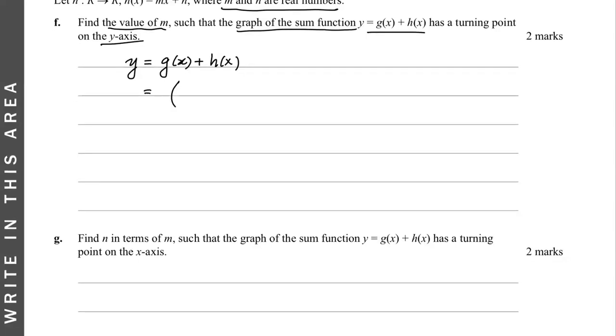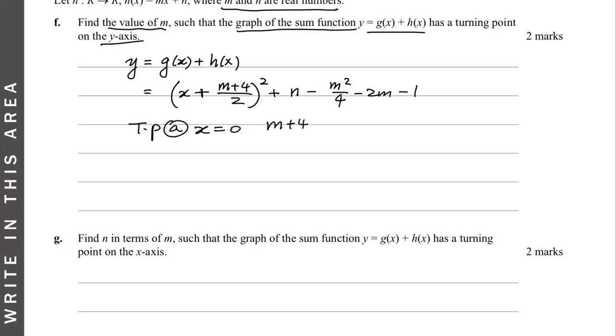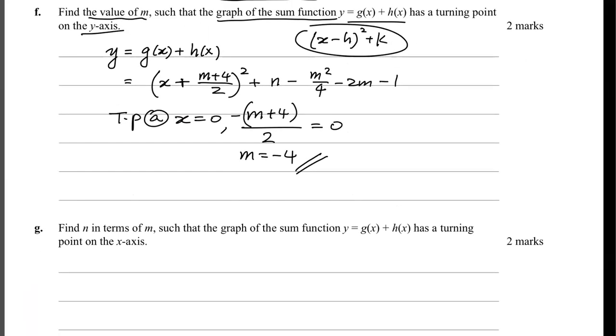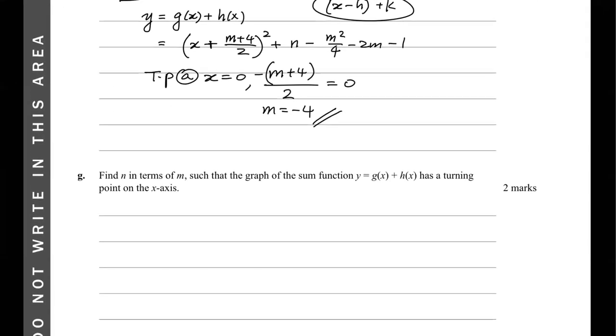So x plus (m plus 4)/2 squared plus, actually, let's write plus n minus m squared divided by 4 minus 2m minus 1, okay? So turning point at x equals 0 means m plus 4. Actually, minus (m plus 4), because that's in the form (x minus h) squared plus k, equals 0. So m equals minus 4.